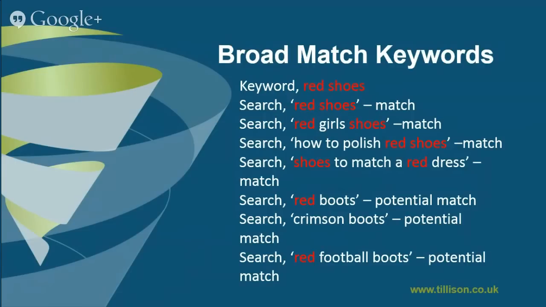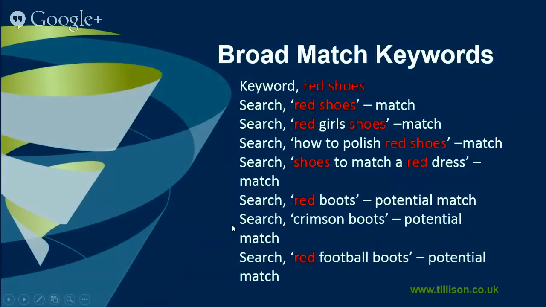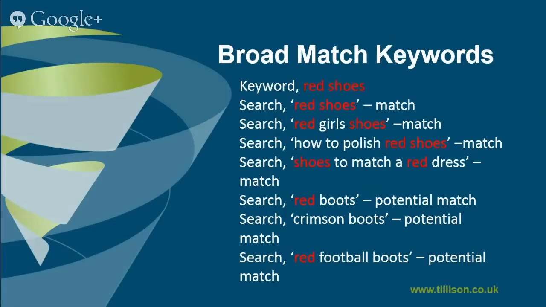Broad match keywords can match with other words. So if we take the example here of red shoes, you could match with red girl shoes, for example. It can also match in any order, so you've got how to polish red shoes, and it can also match a different order of the words, so shoes to match a red dress would match. It doesn't have to be red shoes in that order.